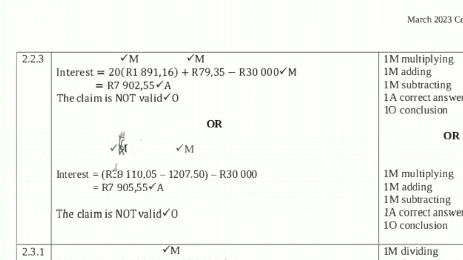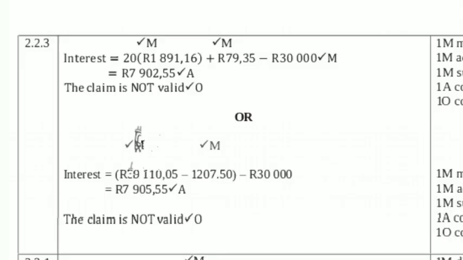What is minus 30,000? Remember, Prince applied for a loan of 30,000, and Prince claimed the total interest on the loan was exactly 7,903. So we're trying to find the total interest of the loan. So the final answer is 7,902.55. So the total interest is 7,902.55. So Prince's claim is not valid.